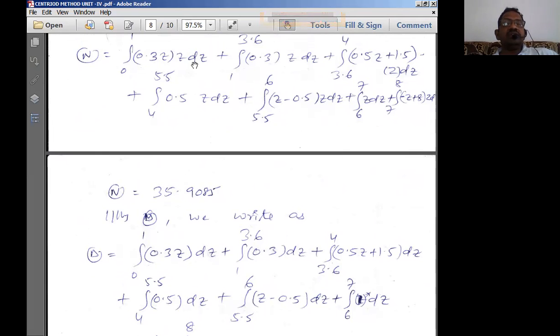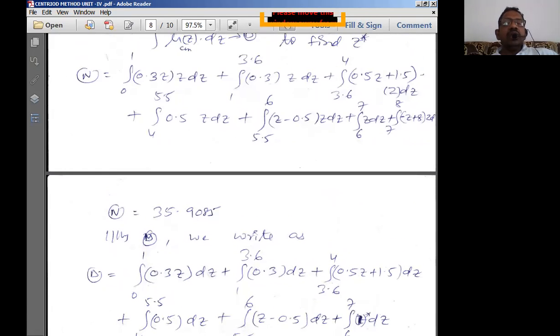See here, the integral of 0.3z dz. Z is removed in this denominator part. Write the same equation by removing z here. Thereby we get the equation for the denominator. Then how do you solve the integration of this equation? 0.3 is constant, take it outside. This is going to be z square, the integration of z square is z cube by 3 over the limit 0 to 1. Similarly, I am going to have 0.3, take it outside, this is z. So the integration of z dz is z square by 2 over the limits 1 to 3.6.